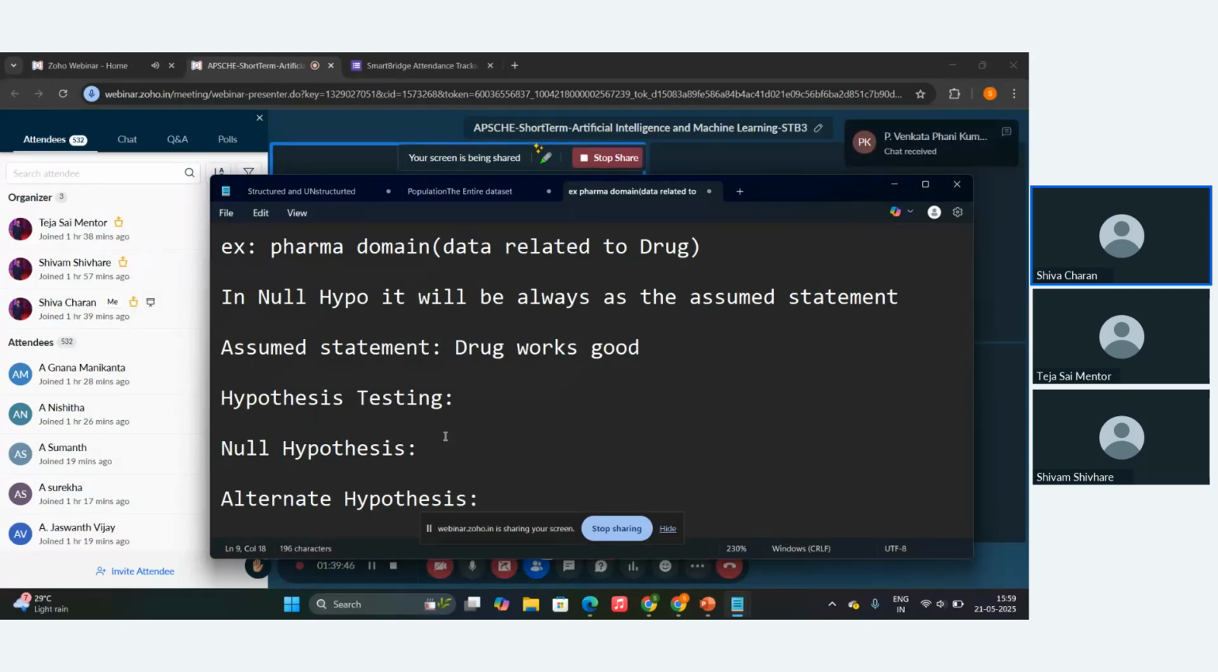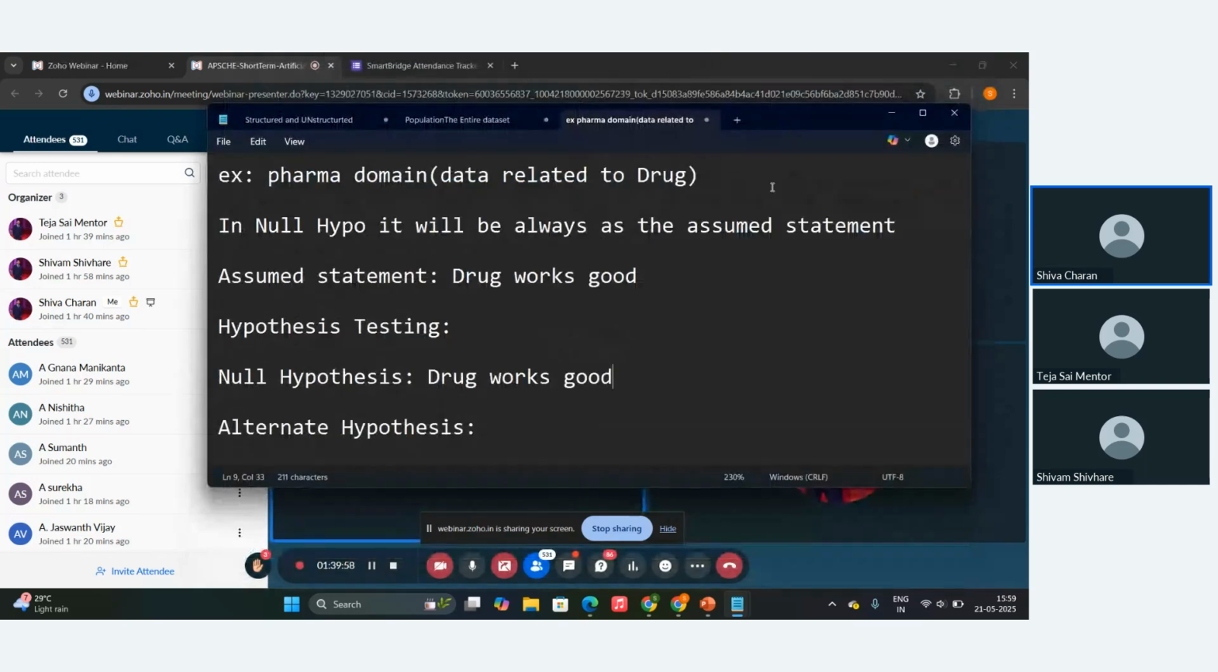Hypothesis testing on a drug which is developed. What will be the null hypothesis? What is the statement that we are assuming? We are assuming the drug works good, so the null hypothesis will also be the drug will be working good. What will be the alternate hypothesis? The alternate hypothesis will be a completely contradictive statement, completely opposite to the null.